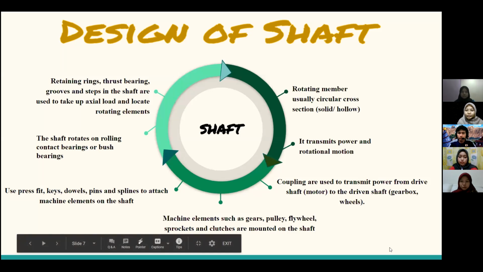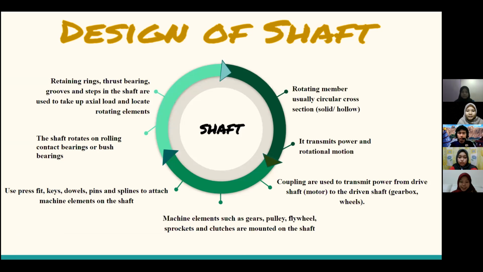Okay, so I will continue. The next part is the design of shaft. I will touch the part that Alif Hakimi did not touch before. The shaft basically has a coupling that is used to transmit power from a drive shaft, such as a motor, to a driven shaft, for example, a gearbox or wheels. Machine elements such as gears, pulley, flywheel, sprocket, and clutches are mounted onto the shaft.